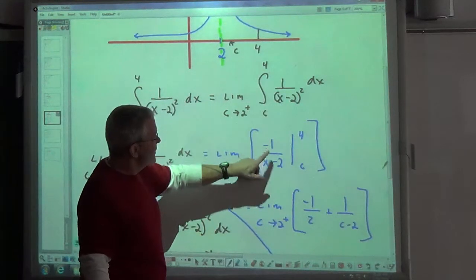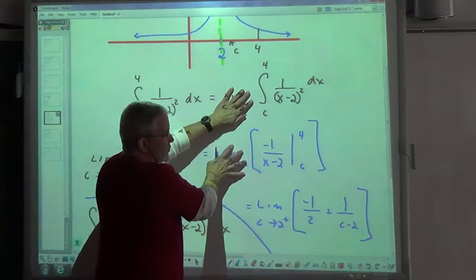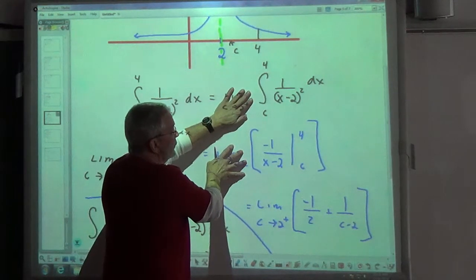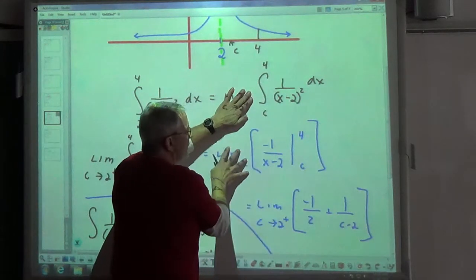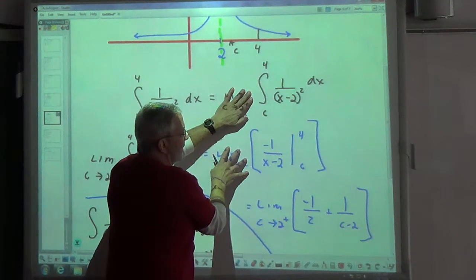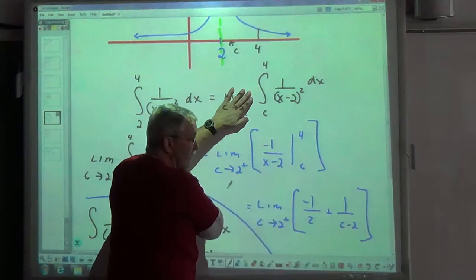So the general antiderivative is negative 1 over x minus 2. And now I'm going to use the fundamental theorem of calculus part 2 and evaluate this from c to 4. I'm going to evaluate that antiderivative, negative 1 over x minus 2, at 4, and subtract from it that antiderivative at c.